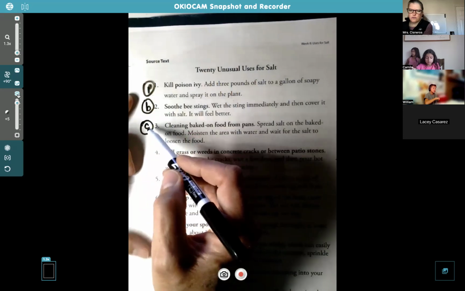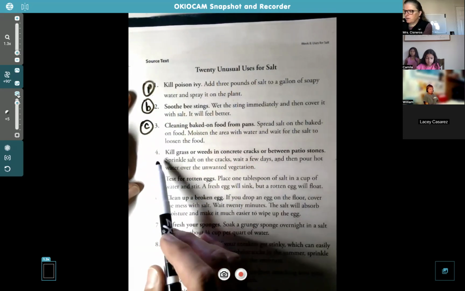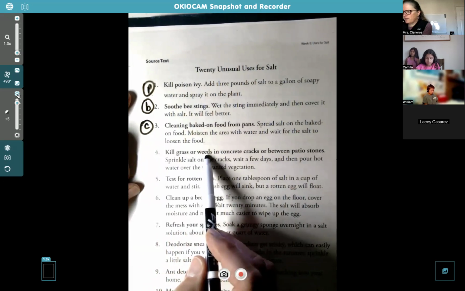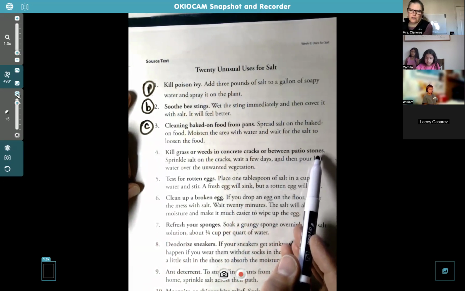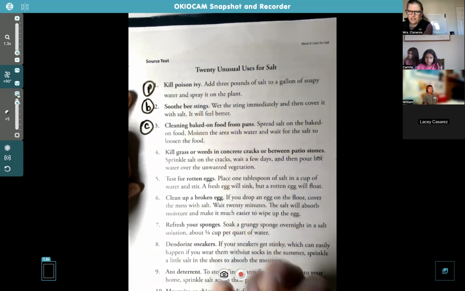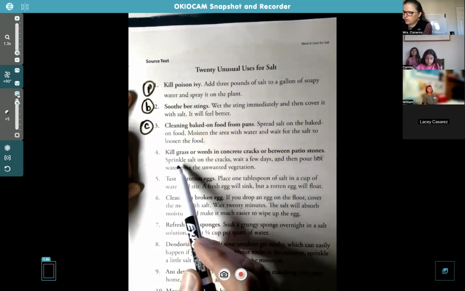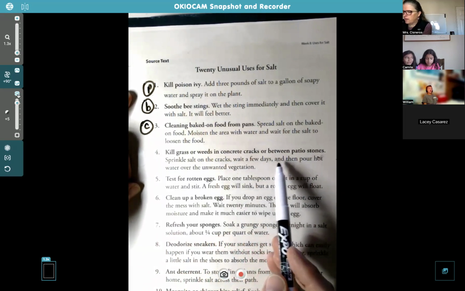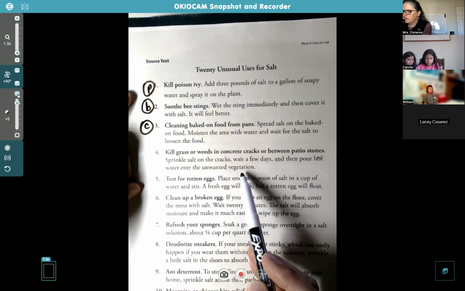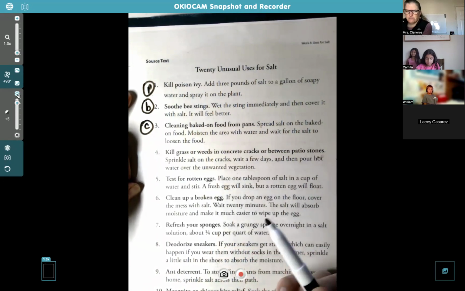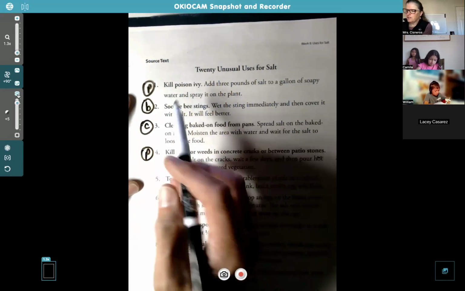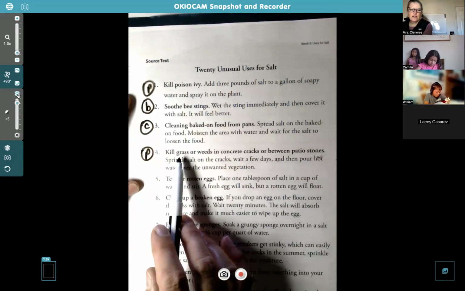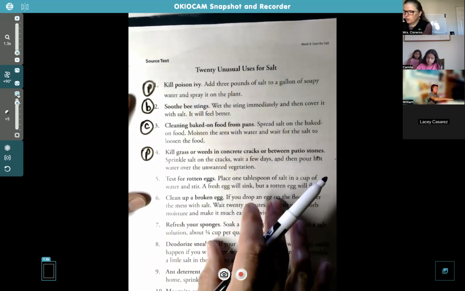Make sure you guys make these notes right here next to the numbers. Number 4, kill grass or weeds in concrete cracks or between patio stones. And sometimes this happens in our driveways. There's cracks in our driveways sometimes, and then the weeds start coming up through that. Well, you can sprinkle salt on the cracks, wait a few days, and then pour hot water over the unwanted vegetation. And that'll kill it, make it go away. So I'm going to put a P here again. This is another plant because we already talked about poison ivy. Here we've got killing grass or weeds.